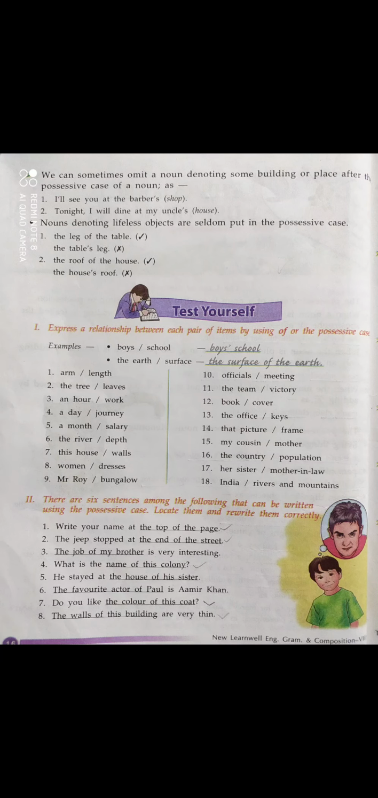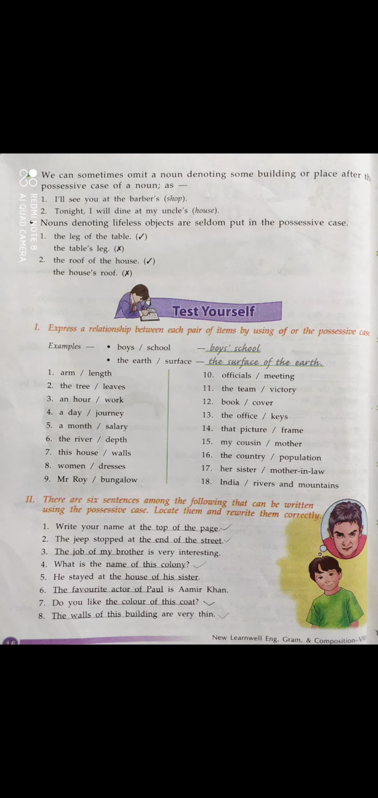Book cover. Book is a lifeless object, not a living thing, so we cannot use the possessive case. Better to say cover of the book. Now office keys. Office is not a living thing, it is an inanimate, lifeless object, so we cannot use the possessive case. Better to say keys of the office. Now that picture frame. Picture is an inanimate, lifeless object, so we cannot use the possessive case here. We say frame of that picture.